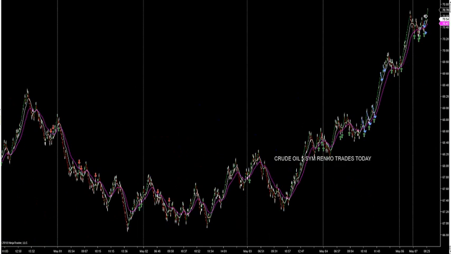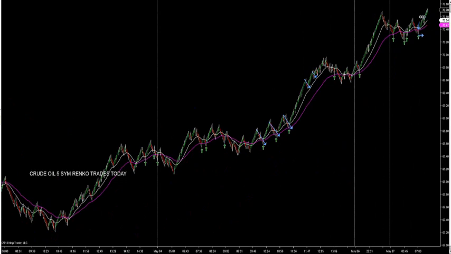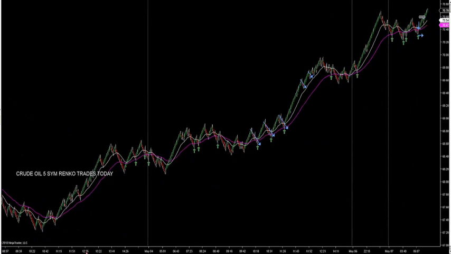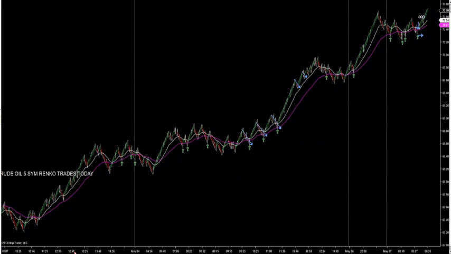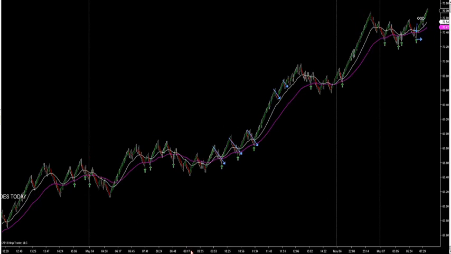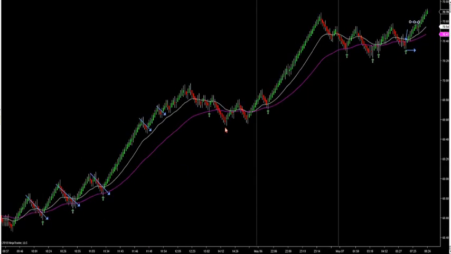So we've been in an uptrend. What the algorithm has done basically is it's been catching these long side signals all the way from $67 a barrel. And that's a nice thing about this, it can catch these nice swings for you because of the trend filter that I built into it.